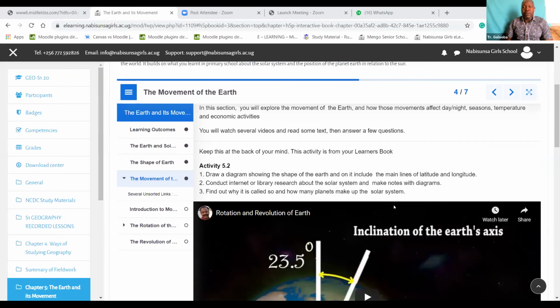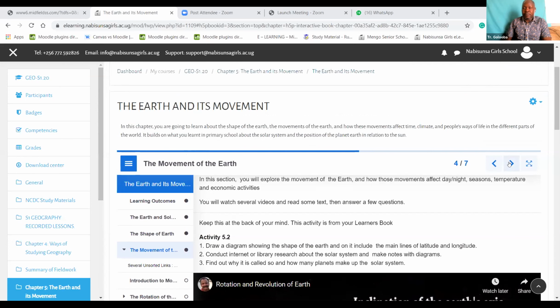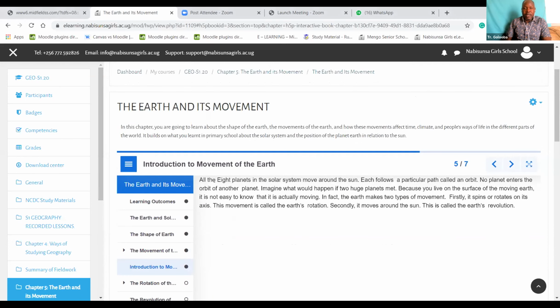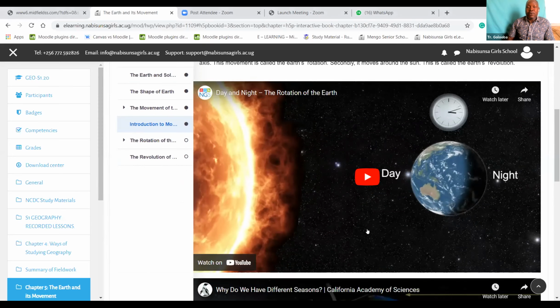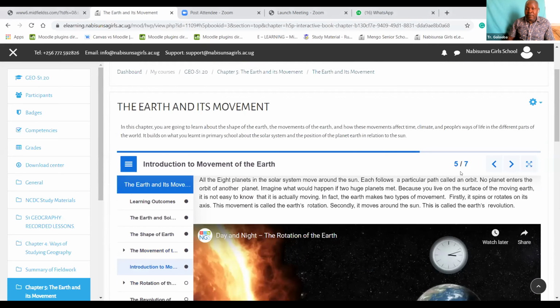Okay, so this is what I was saying. We did this area and we agreed that all the 8 planets move around the Earth. They follow an orbit. We looked at this video. Now, page 5 is this one in the course. I'm going to copy this course and put it for you in the chat room so that you don't have to take a lot of time to find the material.